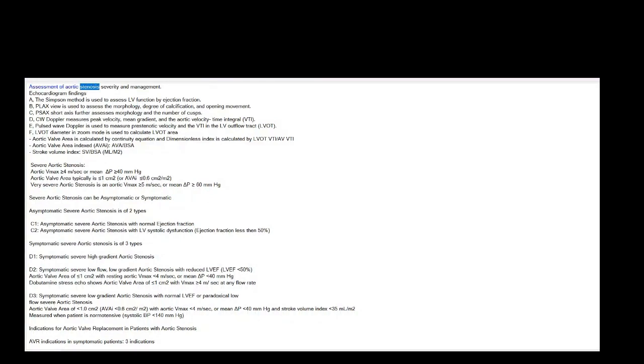Assessment of aortic stenosis severity and management. Echocardiogram findings. A. The Simpson method is used to assess LV function by ejection fraction. B. PLAX view is used to assess the morphology, degree of calcification, and opening movement.